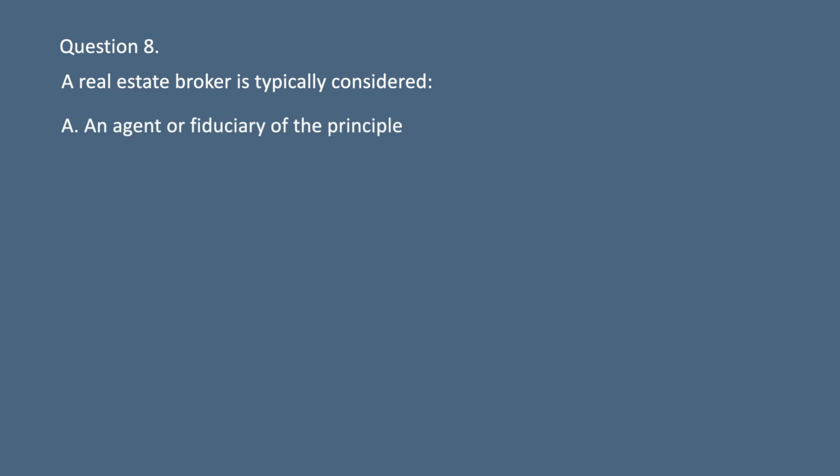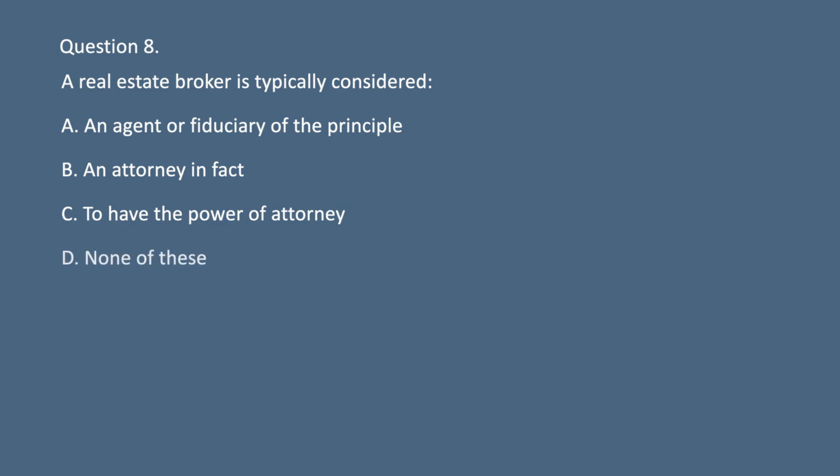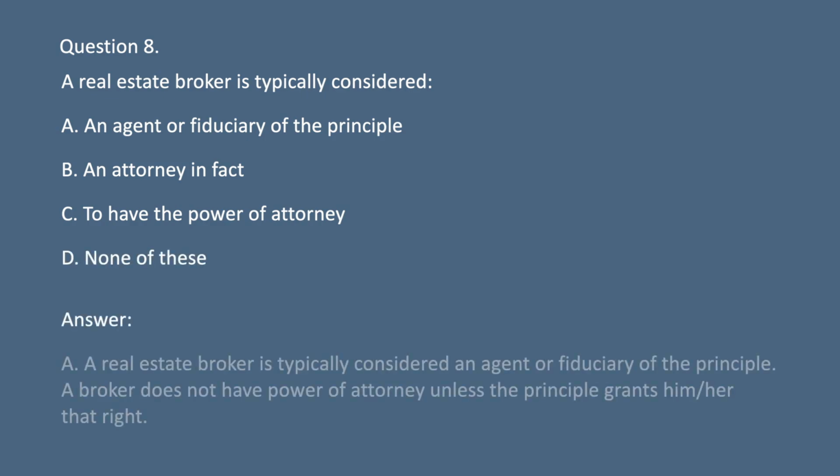Question 8. A real estate broker is typically considered A. An agent or fiduciary of the principal. B. An attorney in fact. C. To have the power of attorney. D. None of these. Answer. A. A real estate broker is typically considered an agent or fiduciary of the principal. A broker does not have power of attorney unless the principal grants him or her that right.